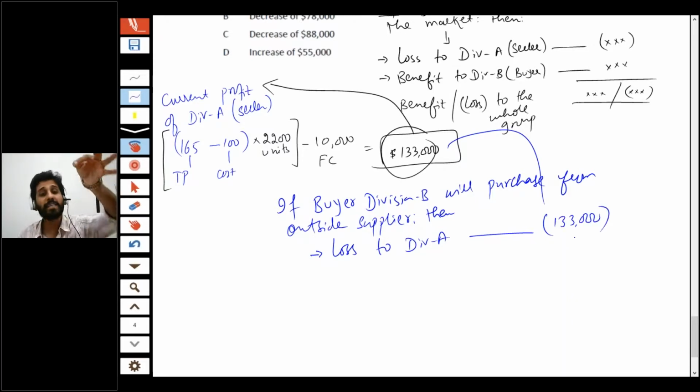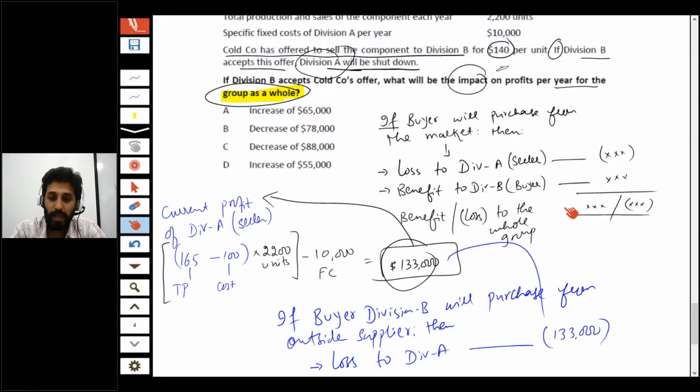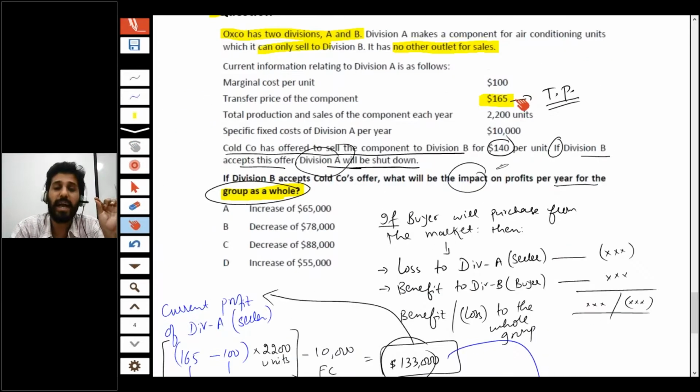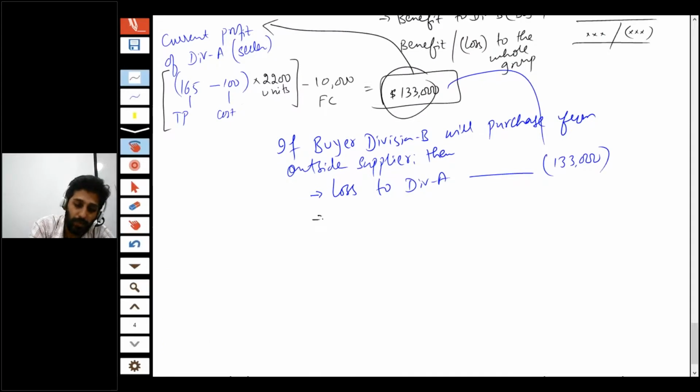All right. And I will be having the benefit because right now I am purchasing it at 165. Now I will be purchasing at 140. I will be saving 25 into 2200. I will be saving 55,000, right? So that is the benefit to buyer.